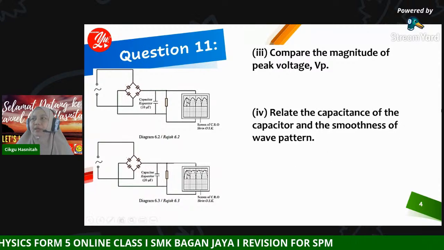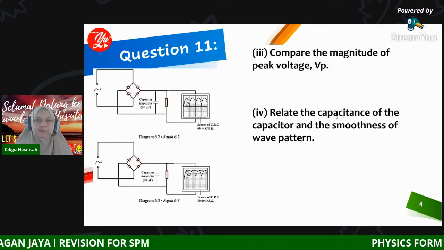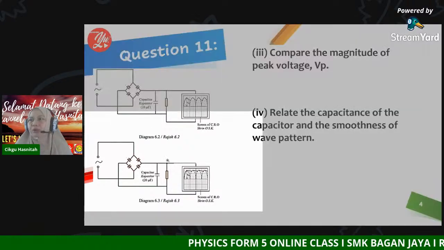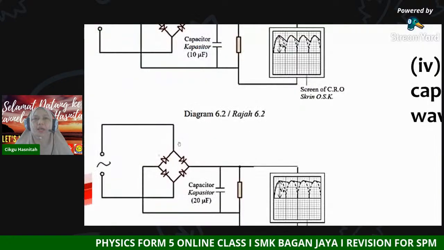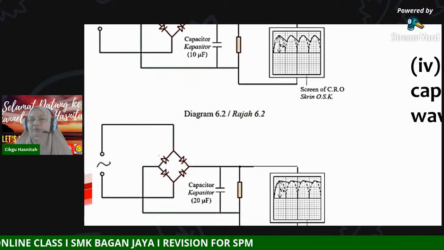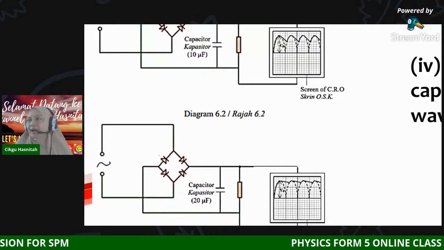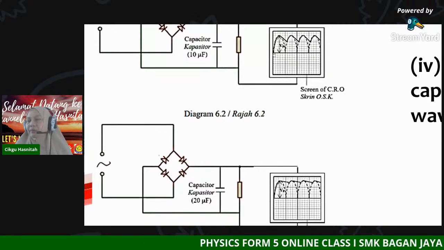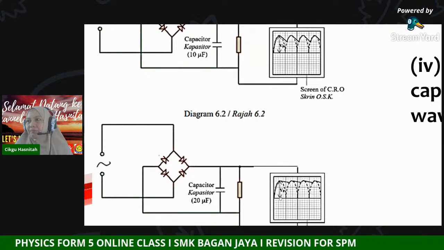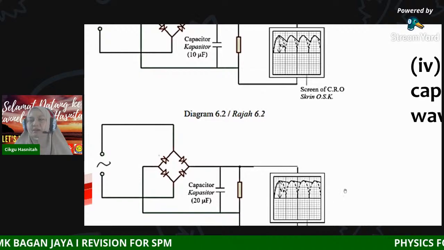Question 3: compare the magnitude of the peak voltage, VP. So where do we look at the peak voltage? If you zoom into this diagram, this is the peak voltage, labeled as VP, the height of the voltage from the center. So this is also VP, the height of the peak voltage from the center.